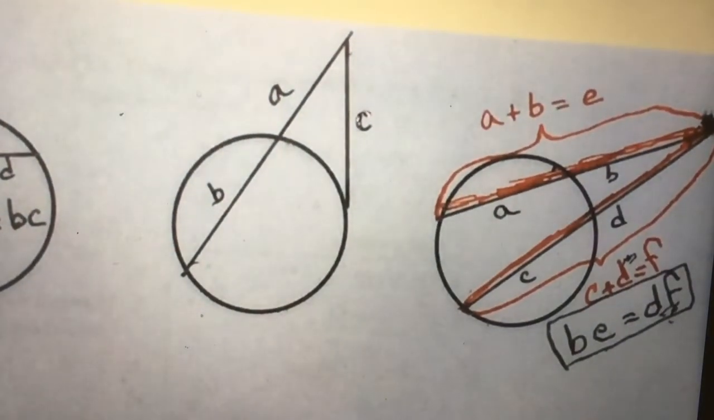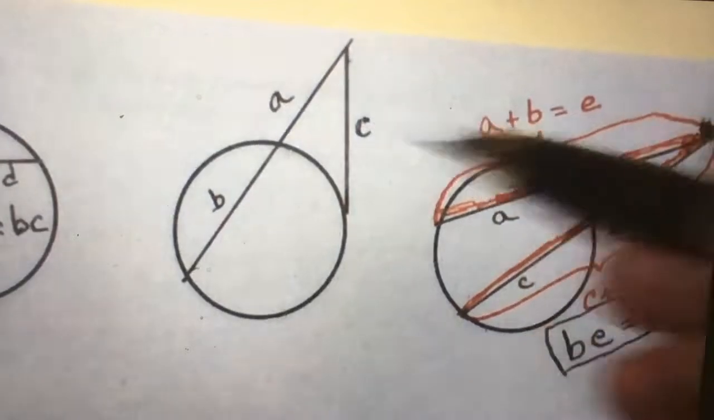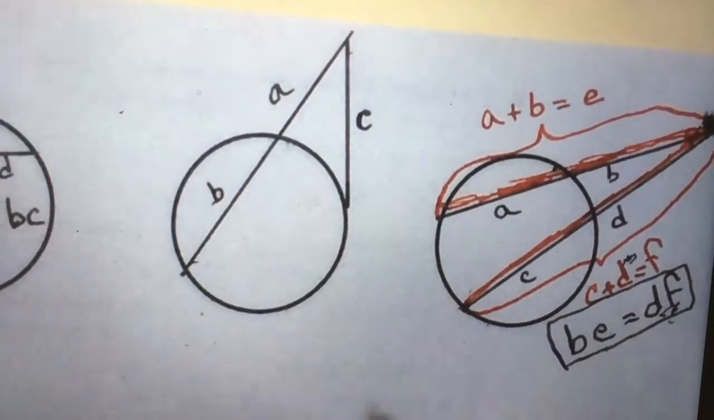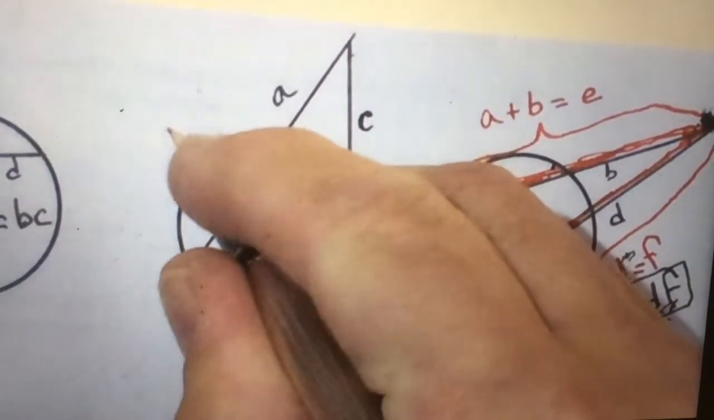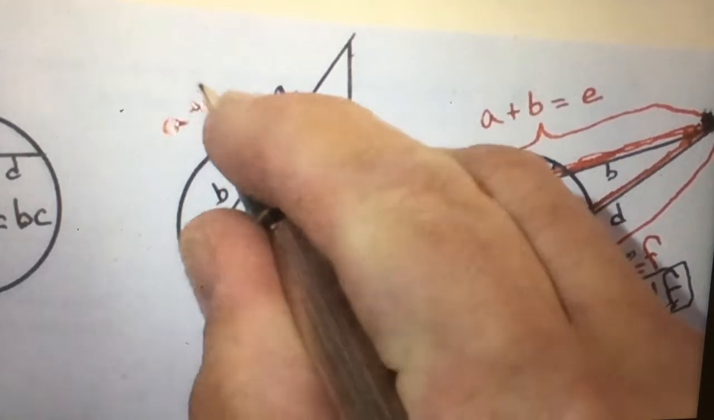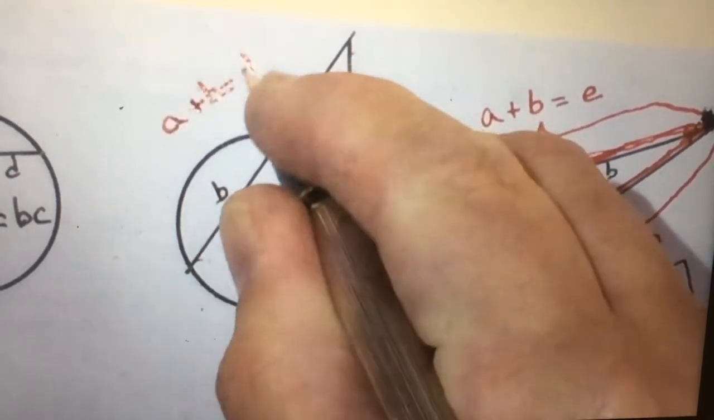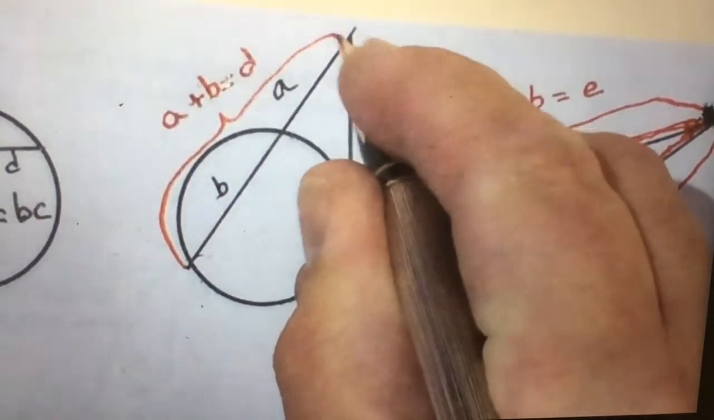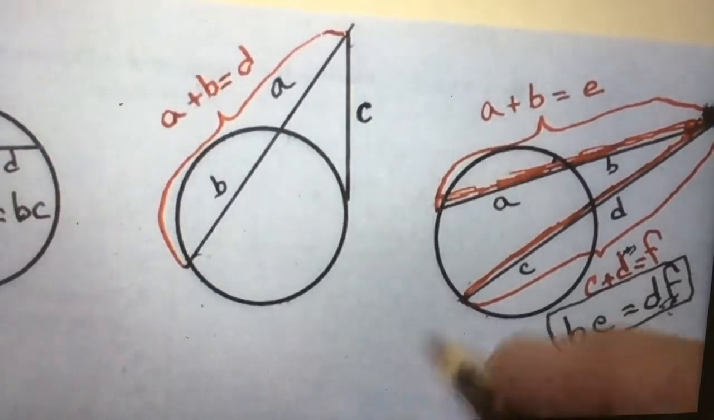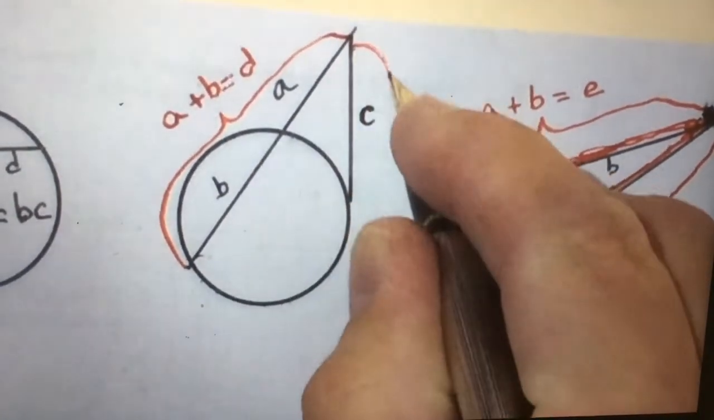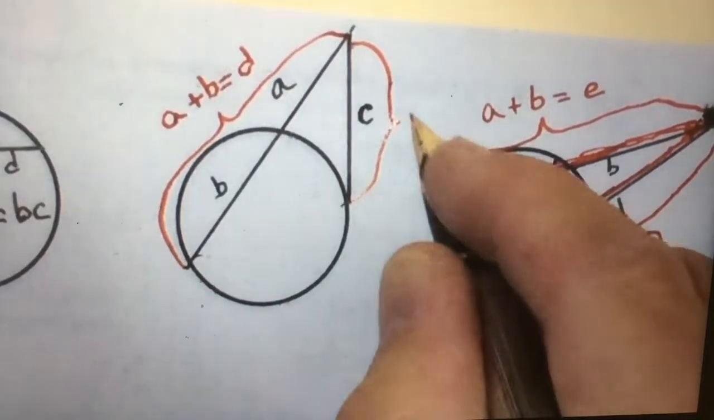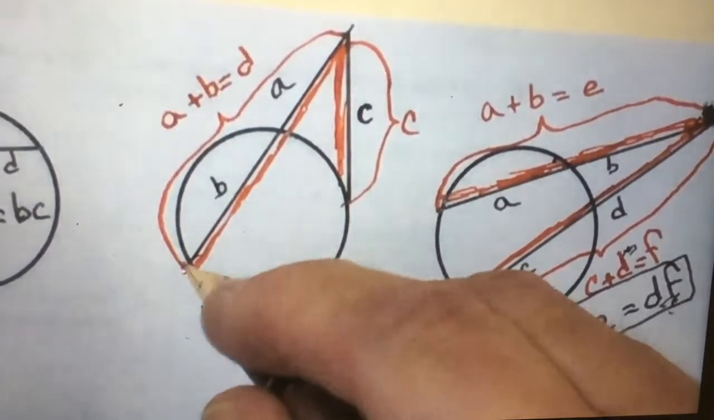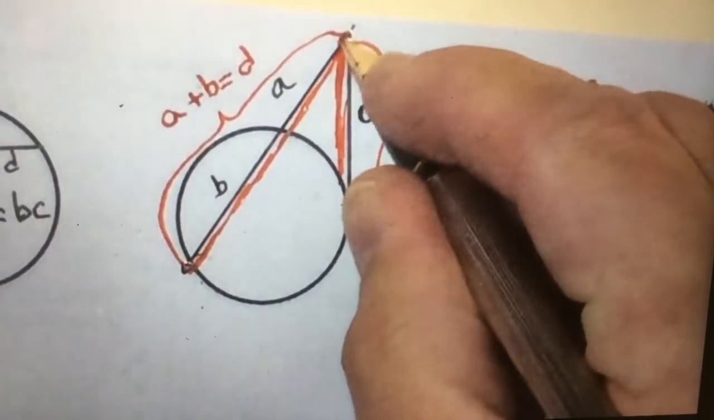So if I were looking at the outside segments, they would be A and C. But if I were looking at the whole thing, A plus B here would be equal to D, which would be the length of this whole segment here. And the length of this whole segment here, well, it's actually just the same. It's C. D stands for A plus B, and it's the distance from here to here.